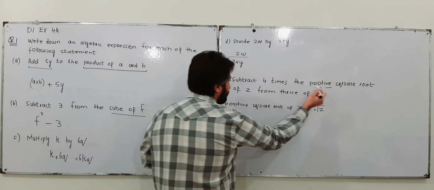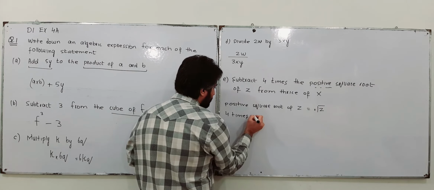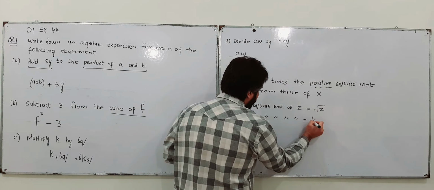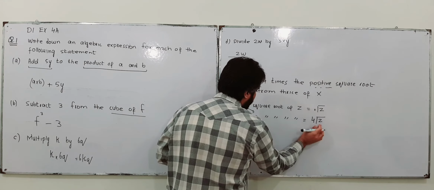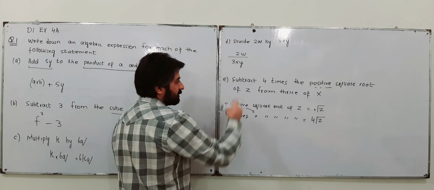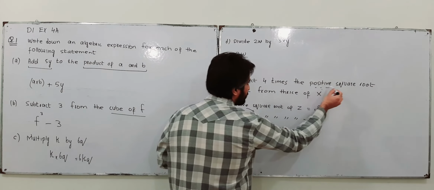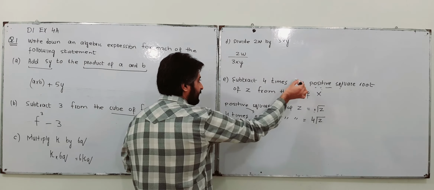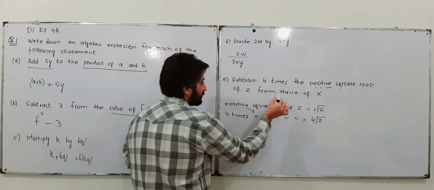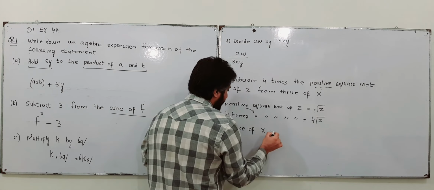Now 4 times the positive square root of z is 4 into the positive square root of z. This is how you are going to convert the statement into an algebraic expression. First I obtained the positive square root of z, and then I have taken 4 times of this. The next is thrice of x, that is 3 times x.